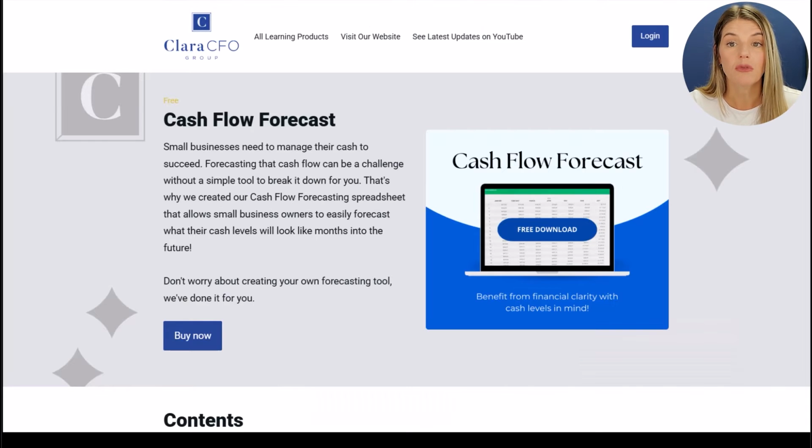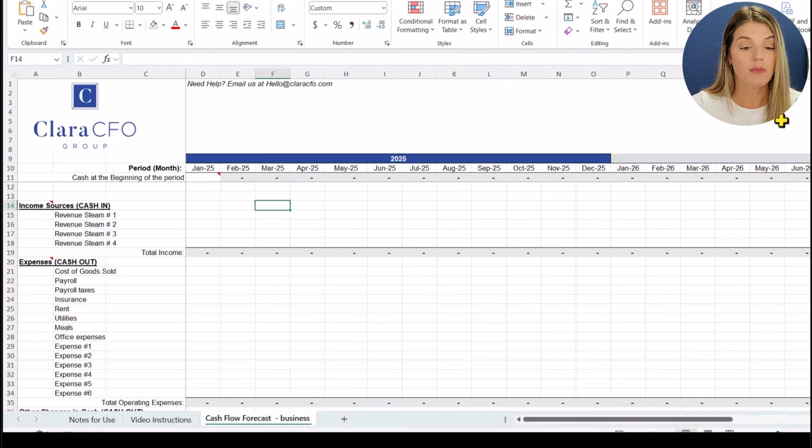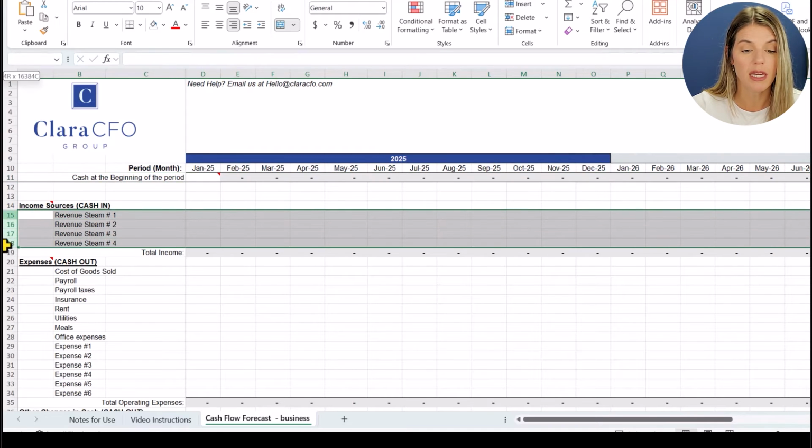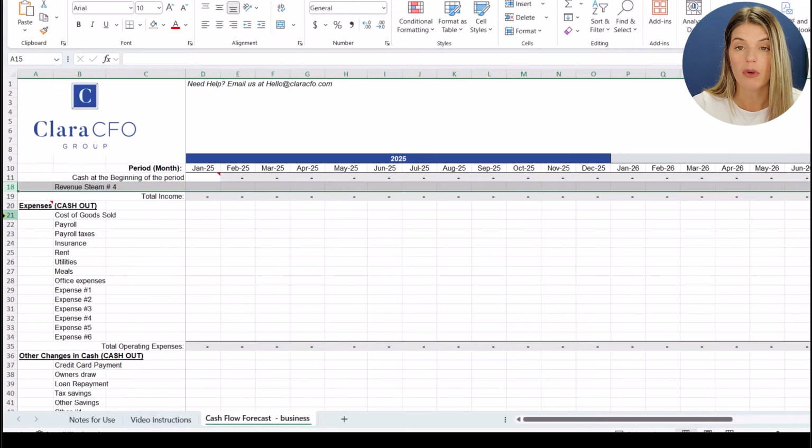So here's my cash flow forecasting spreadsheet. Here is the blank template. This is what you get when you get the download. This is just as I explained. You have cash at the beginning of a period. The time period is across the top here. You have income sources, cash in, which would be like revenue sources.